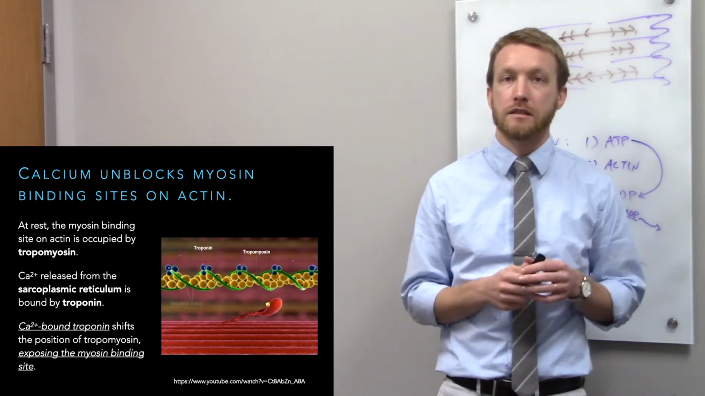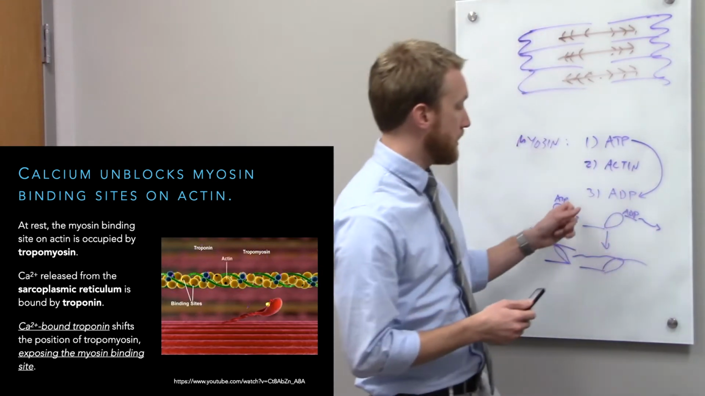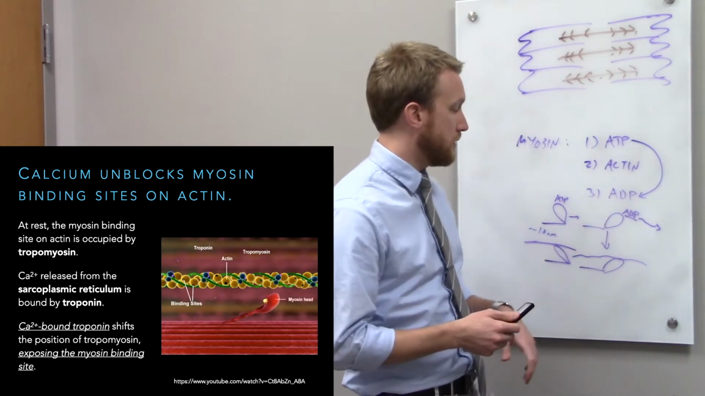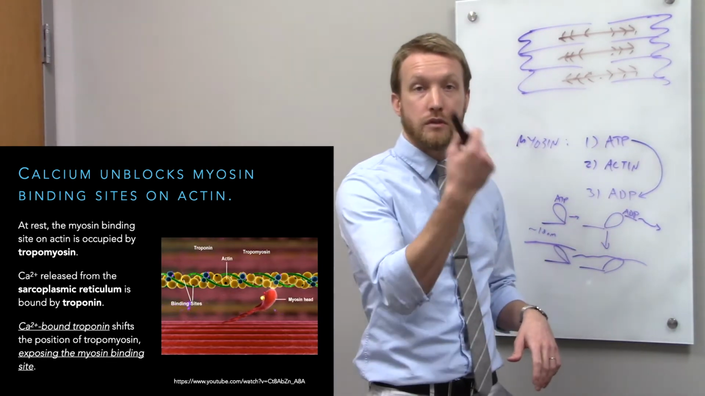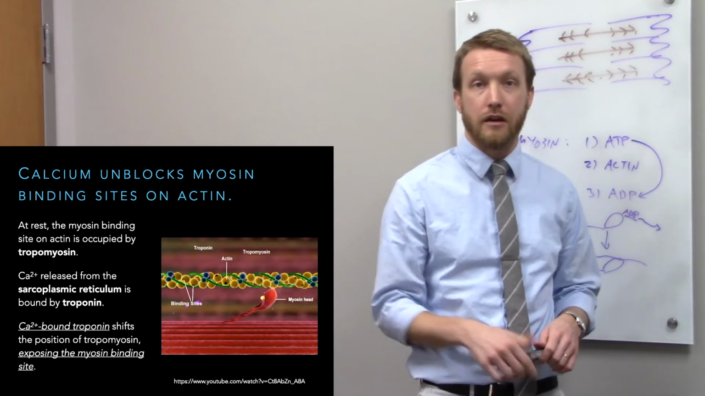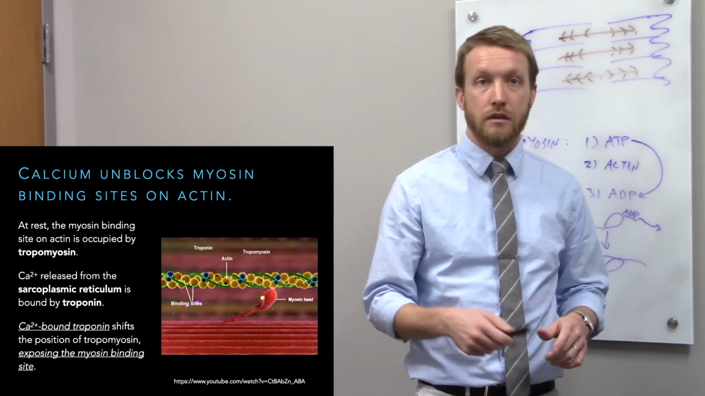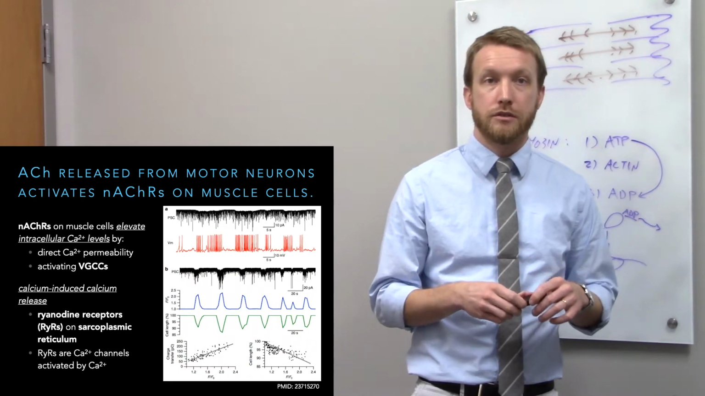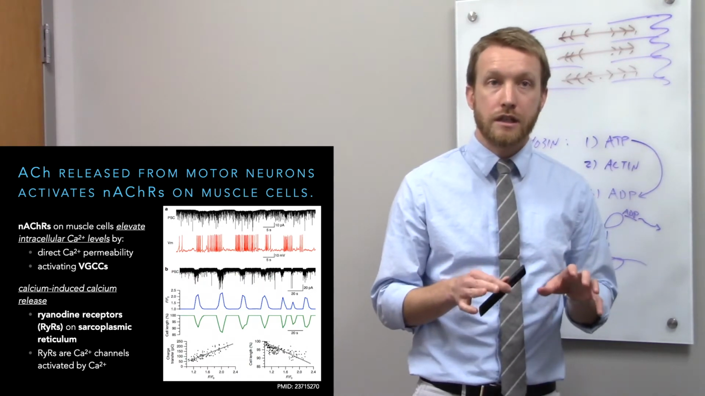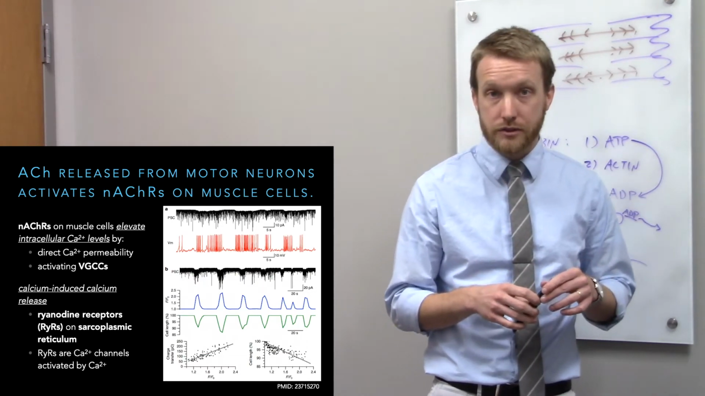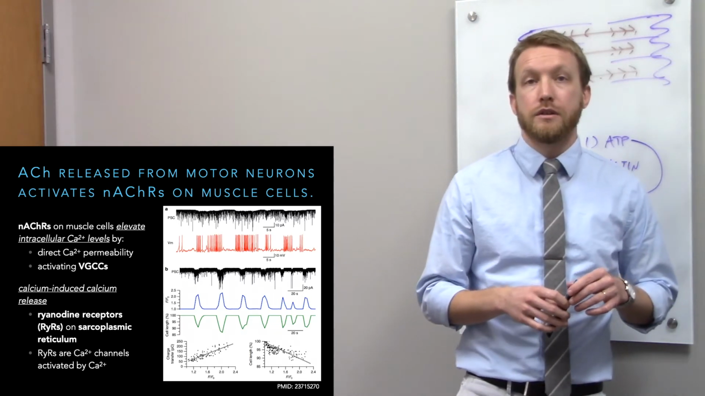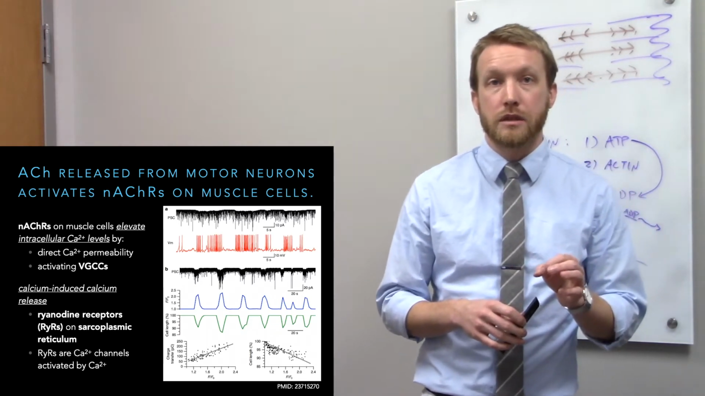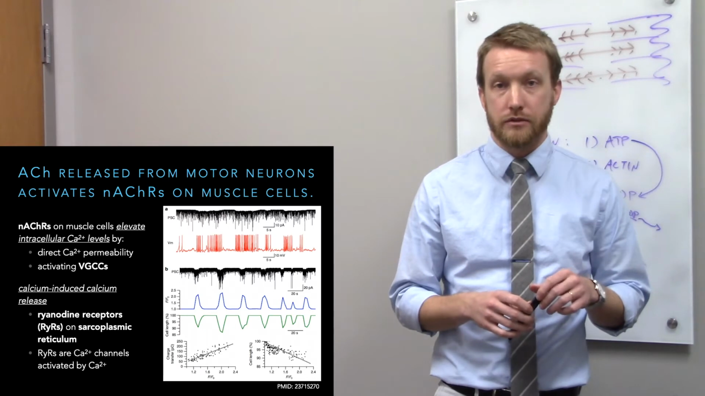Once tropomyosin is out of the way, then we can get our actin pulling from myosin, because myosin can now finally bind. So the function of nerve cells is to provide the excitation needed to increase calcium levels. What we're going to do is act on nicotinic acetylcholine receptors to increase calcium levels.